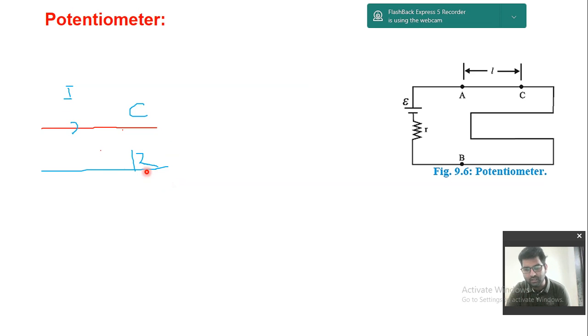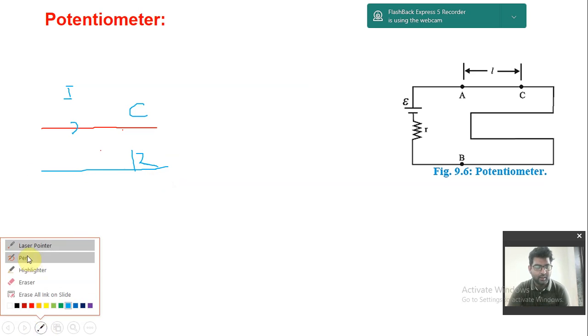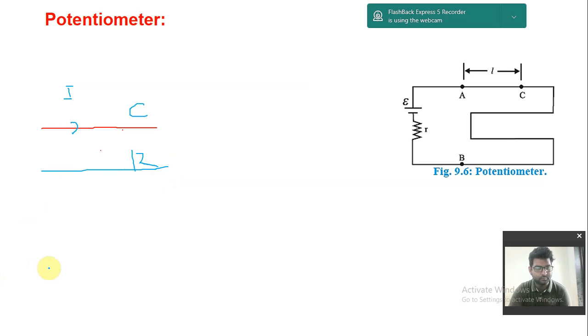But in a resistance wire, at every instant there is a drop of potential. If I start from here with a potential of V, when I come here some amount of potential is lost. Again I come here, some amount of potential is lost. Again I come here, some amount is lost, and my final potential when I reach the end becomes 0.